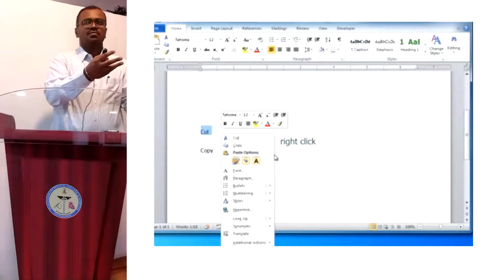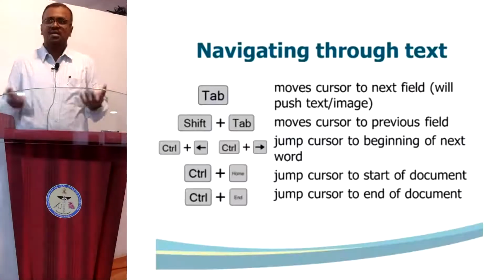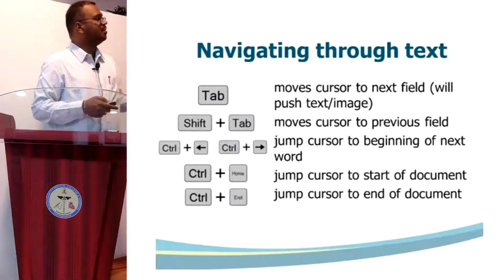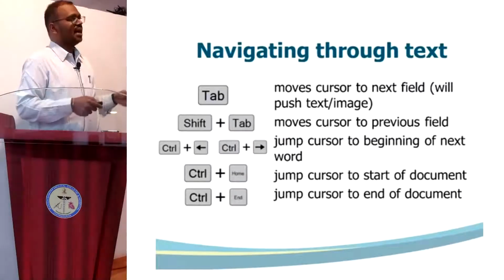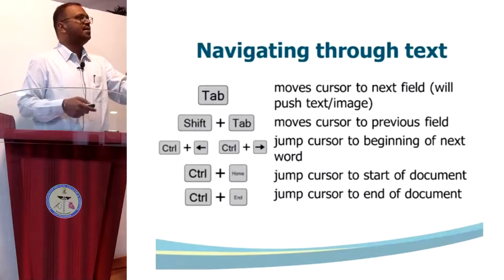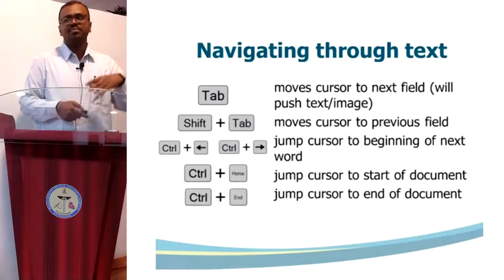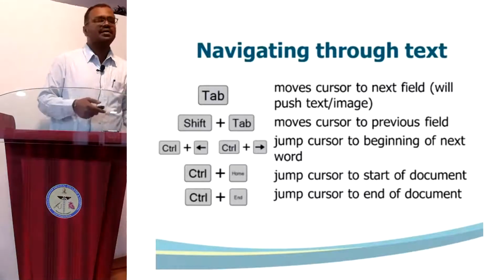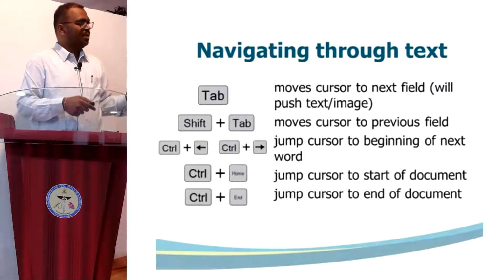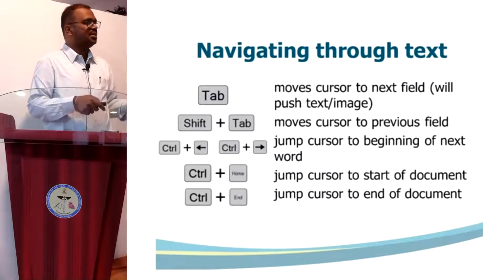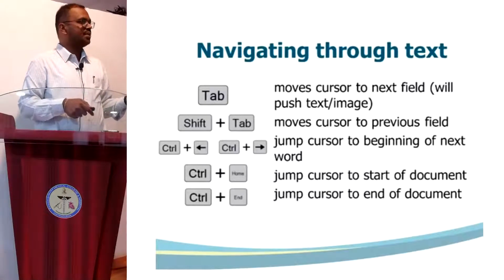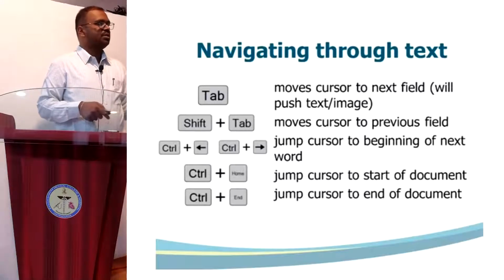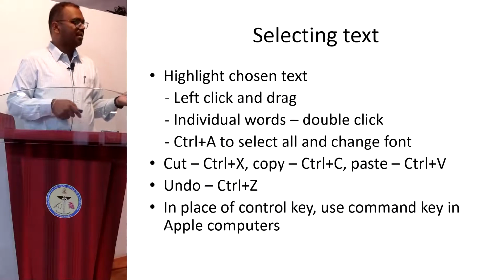So that I think you understand. There are many other shortcuts. Tab moves to the next field, it will push the text or image. Shift plus tab moves the cursor to the previous field. Control and left direction jumps the cursor to the beginning of the next word, control plus Home jumps the cursor to the start of the document, control plus End to the end of the document.